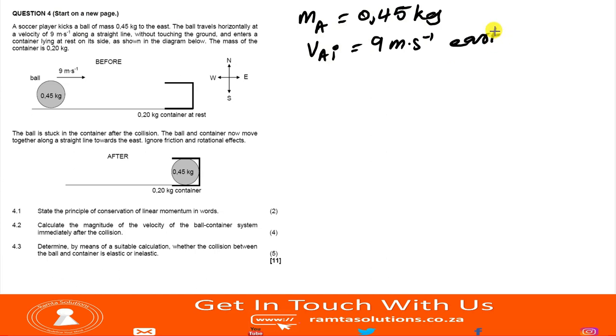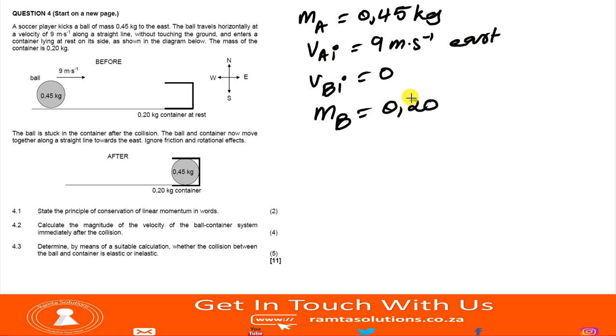So it travels along a straight line without touching the ground and enters a container at rest. So VB initial is 0, as shown in the diagram below. The mass of the container is 0.20.